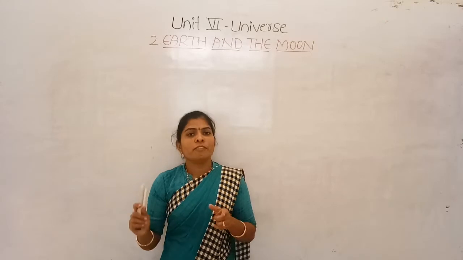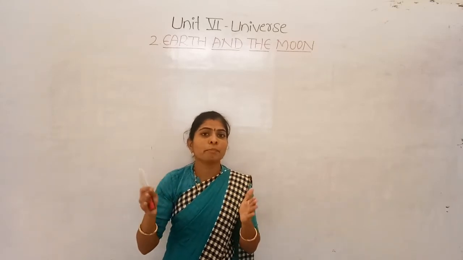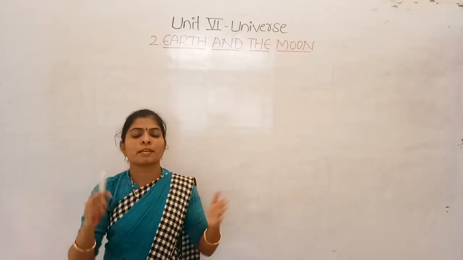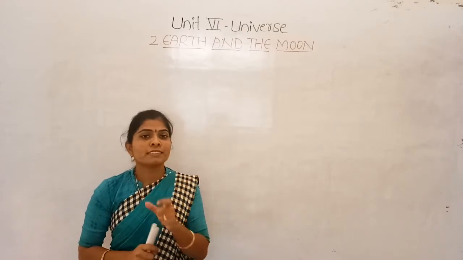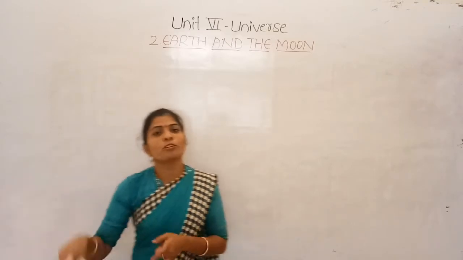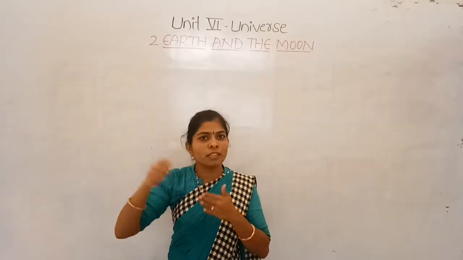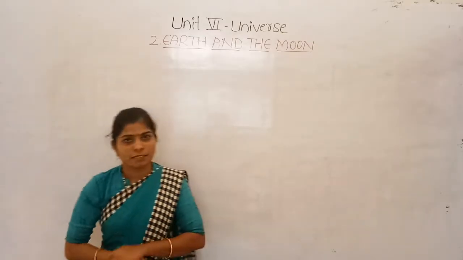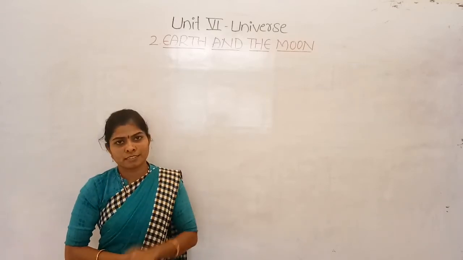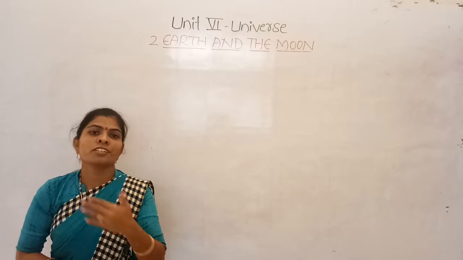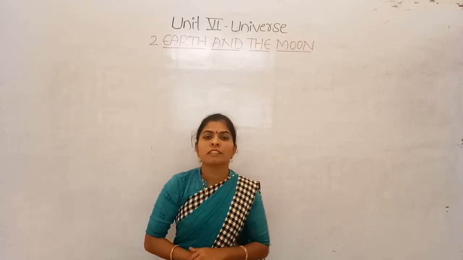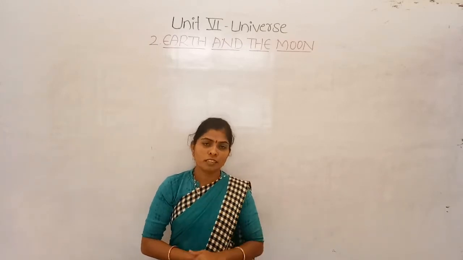So when we say that it is moving in the elliptical orbit, ellipse means somewhere the distance is closer and somewhere the distance is farther. So when the moon is moving in the farthest distance from the earth, at that time it is moving slowly. And when it is moving the closest in the orbit, then it moves very fast. So likewise it shows the changes in its movement.